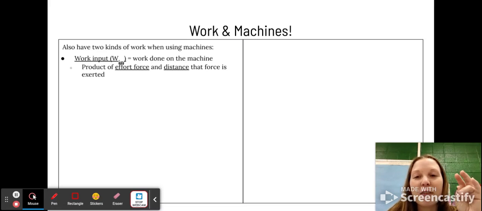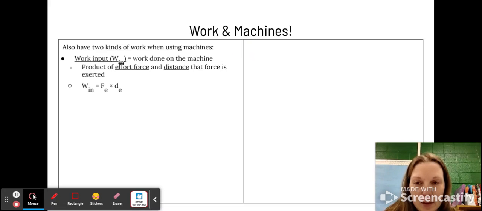It's the product of the effort force and the resistance force that is exerted. So if it's like a lever, how do we push that lever? The distance and the amount of force we put on the machine is the work input. And it's calculated this way: effort force times distance of the effort.